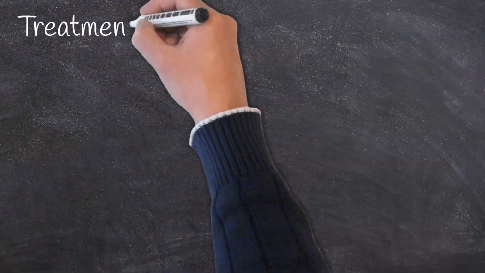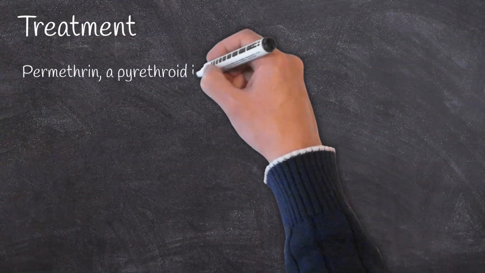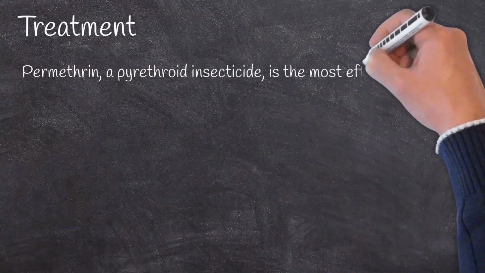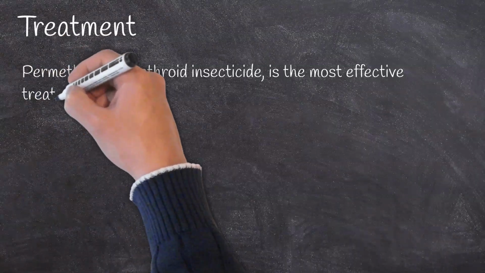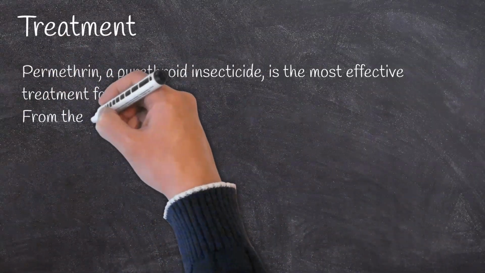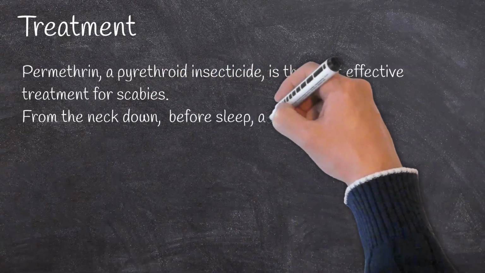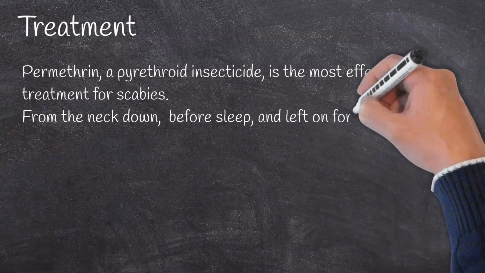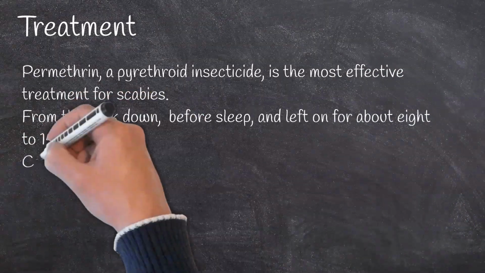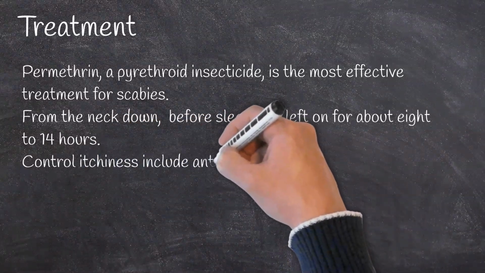Treatment. Permethrin, a pyrethroid insecticide, is the most effective treatment for scabies. It is applied from the neck down, usually before sleep, and left on for about 8 to 14 hours, then washed off in the morning. Care should be taken to coat the entire skin surface, not just symptomatic areas. Options to control itchiness include antihistamines and prescription anti-inflammatory agents.